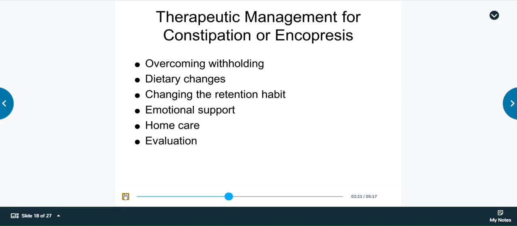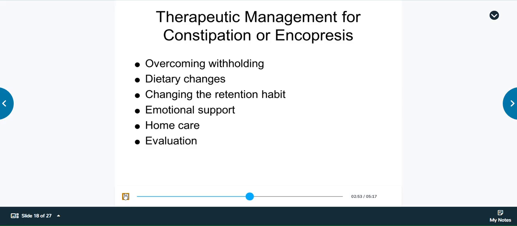If the child is to the point where they've become disimpacted, then they're going to have to be admitted and given GoLytely until the impaction has cleared. And usually what they do is they'll drink GoLytely until they have clear stools. So as long as that takes, it could be a while. And again, just a lot of education. We could educate the parents on stool softeners and just everything that you would educate on anybody else who has difficulties with constipation.